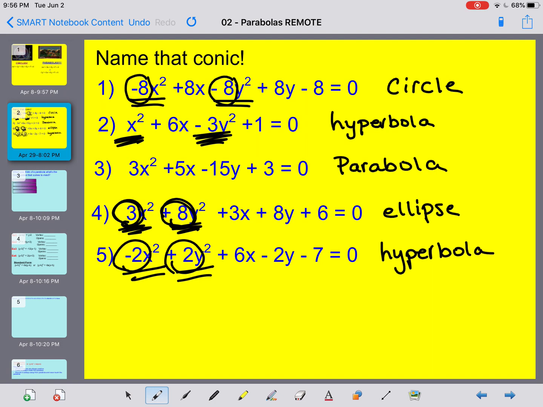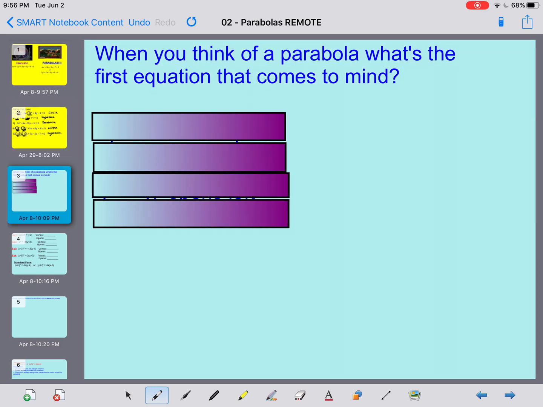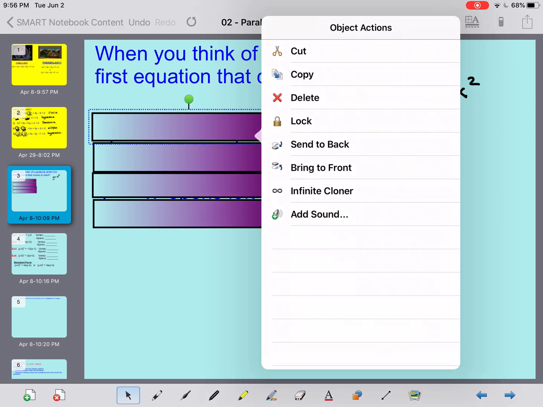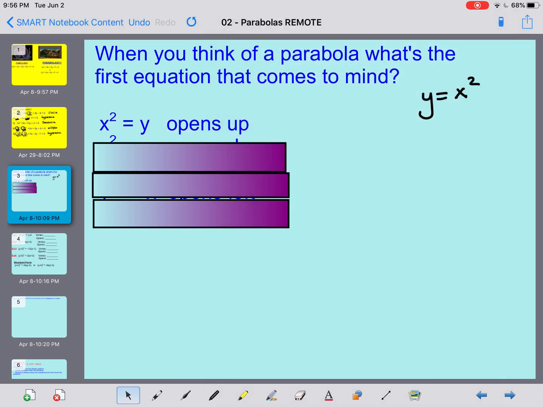Cool. All right. Next. When you think of a parabola, what's the first equation that comes to mind? So parabola, hopefully you're thinking quadratic, which hopefully you're thinking parent function is y equals x squared, right? Hopefully that's what you were thinking. Now what we're going to do is I'm just going to walk you through some things here. All I did was change it, right? X squared equals y, and hopefully you know that this is a parabola that opens up with a vertex at 0, 0.